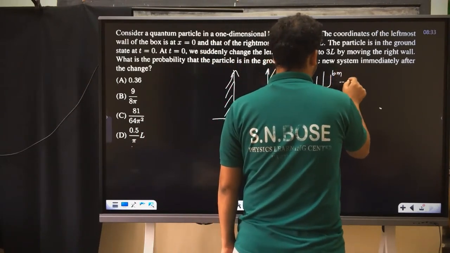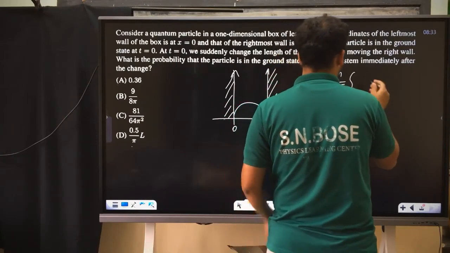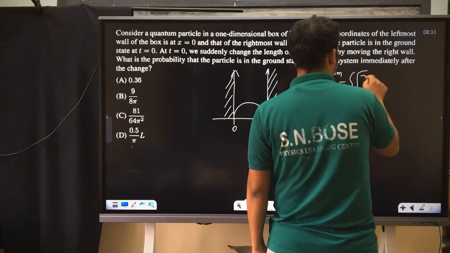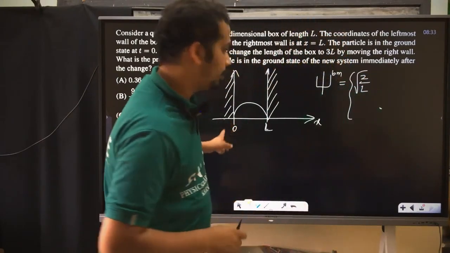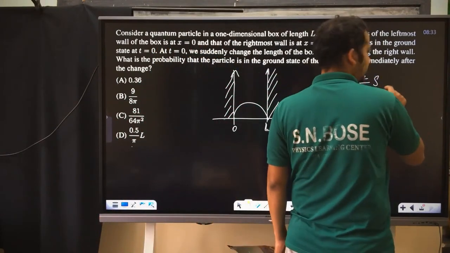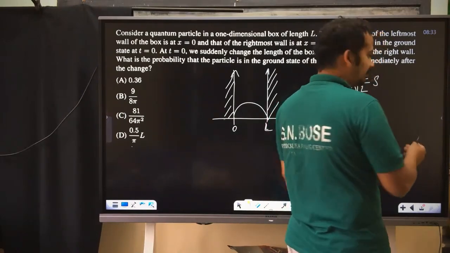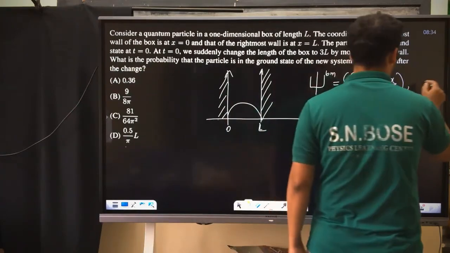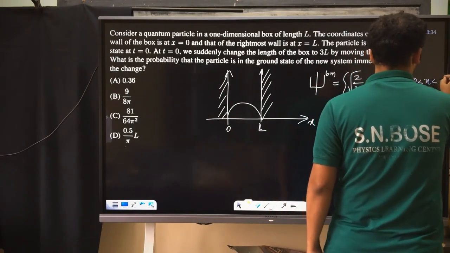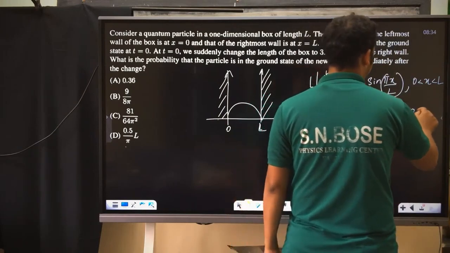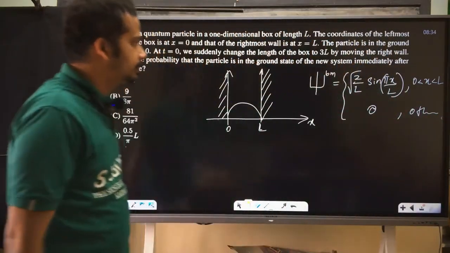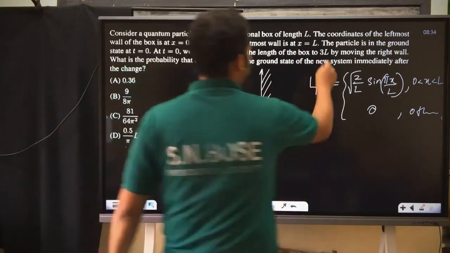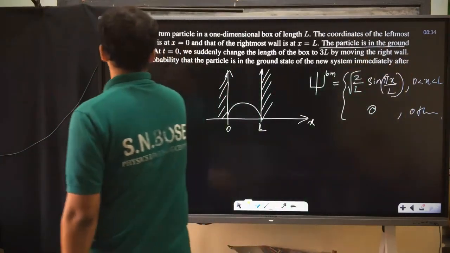What is this one? It's in the ground state. What is the ground state? Root of 2 by L, for 0 to L, sine pi x by L, in the old box. Who said cos? When x is between 0 to L, and 0 otherwise. Isn't it? It's in the ground state of the box. That's what it means that the particle is in the ground state at t equal to 0.